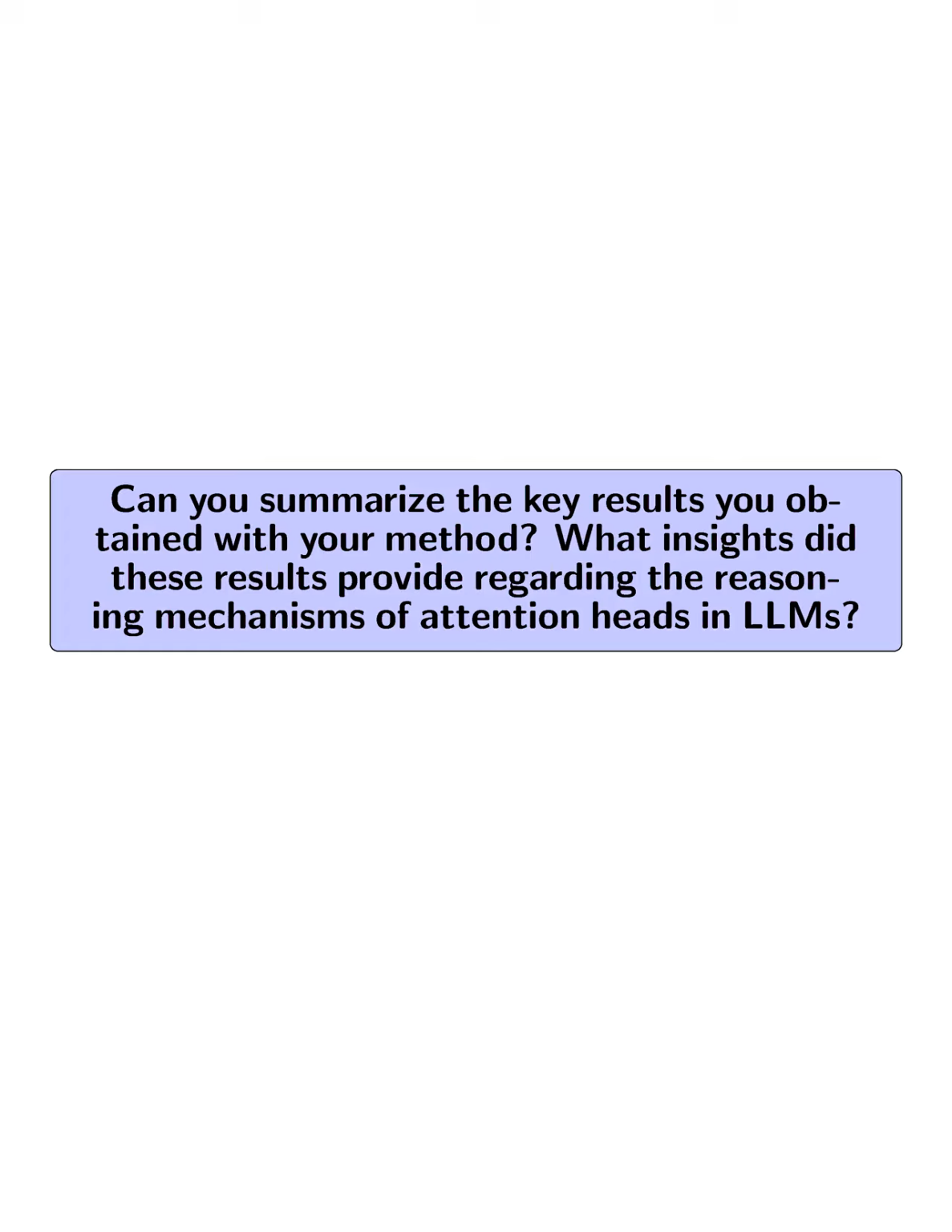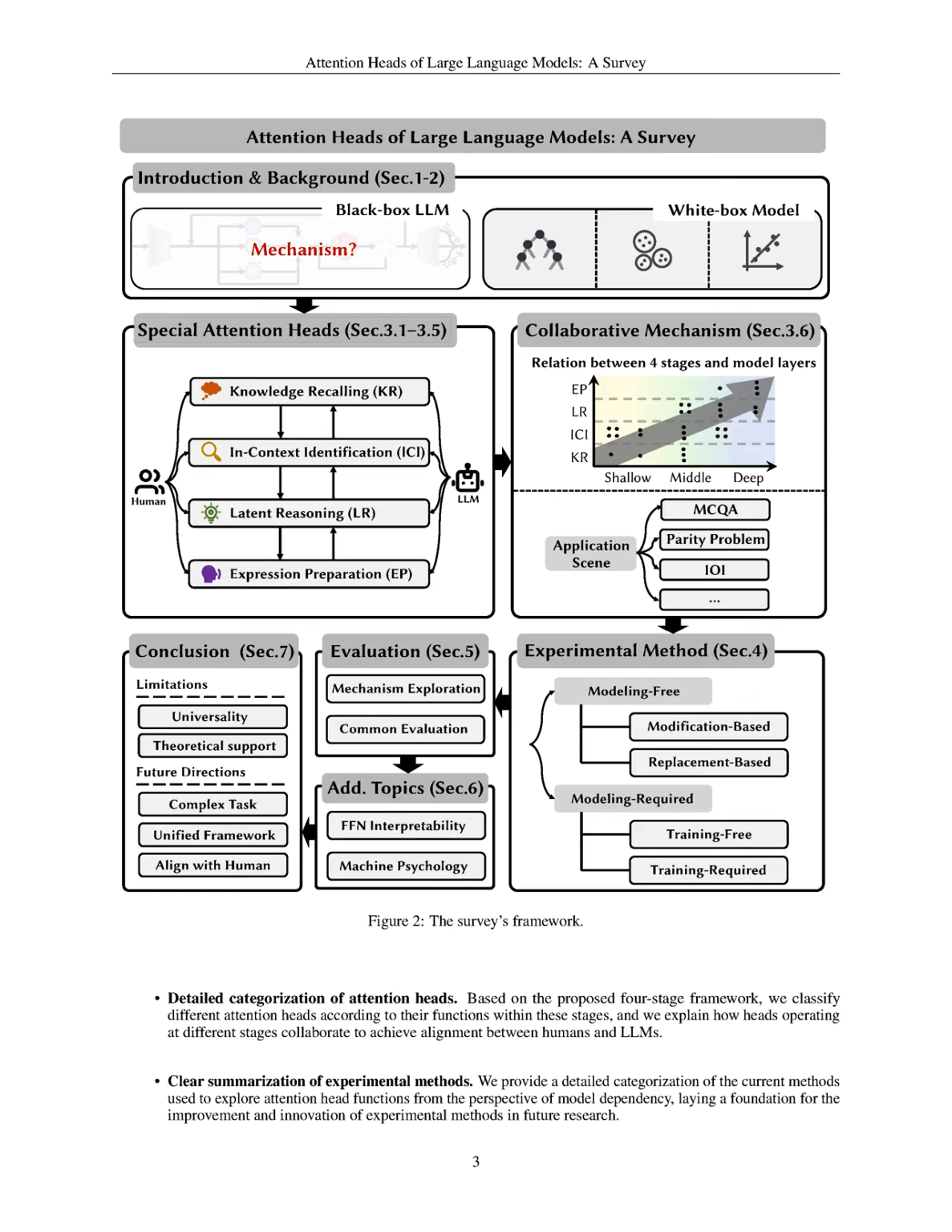Can you summarize the key results you obtained with your method? What insights did these results provide regarding the reasoning mechanisms of attention heads in LLMs? The key results of our method reveal that attention heads in LLMs operate through a structured four-stage reasoning process analogous to human cognitive functions: knowledge recalling (KR), in-context identification (ICI), latent reasoning (LR), and expression preparation (EP).